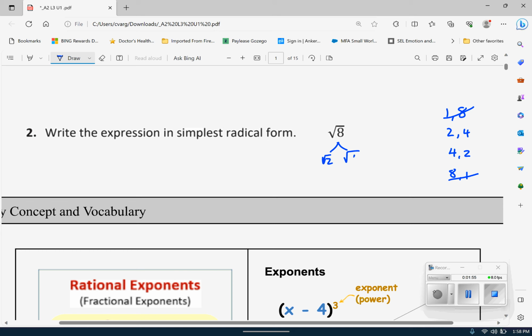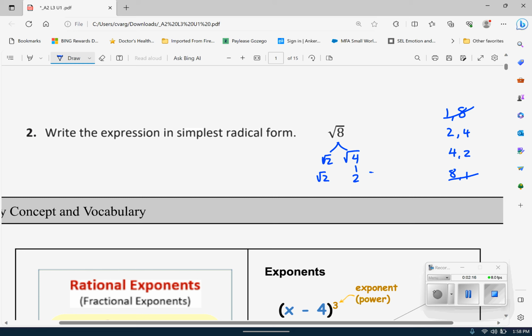So let's go ahead and do 2 times 4, which is 8. So square root of 2, there's no number that when you multiply by itself, that's a whole number or a rational number, that gives you 2. So we're just going to leave this as the square root of 2. And the square root of 4 is just plain old 2. It comes out of the radical.